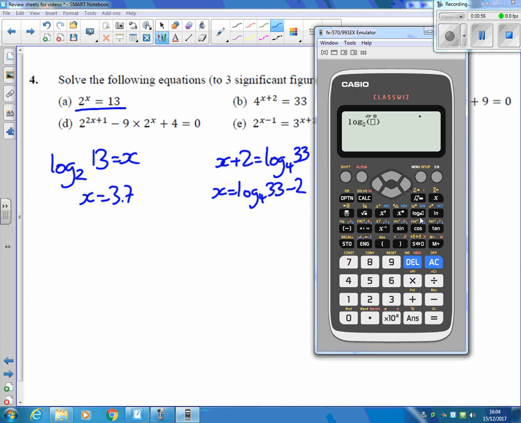Let's tap that into the calculator. Log to the base 4 of 33 is 2.522, so take 2 away from that, and I've got 0.522.